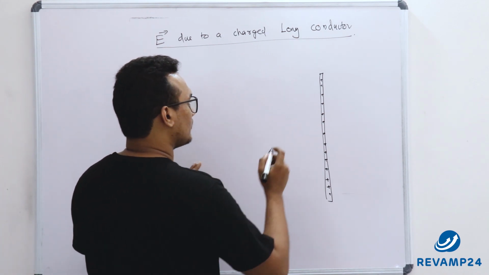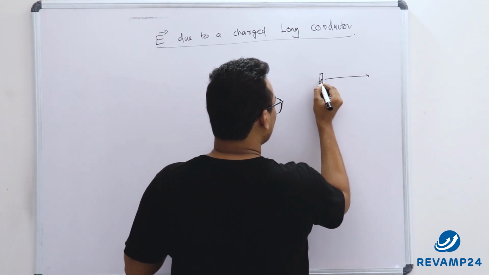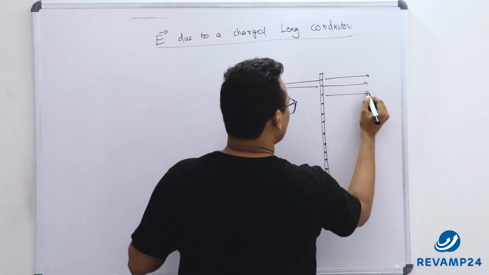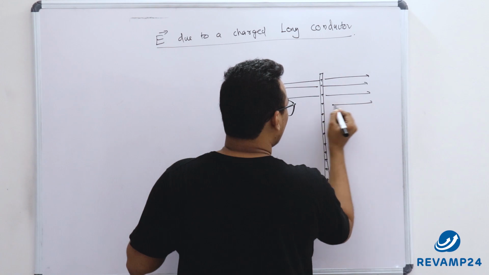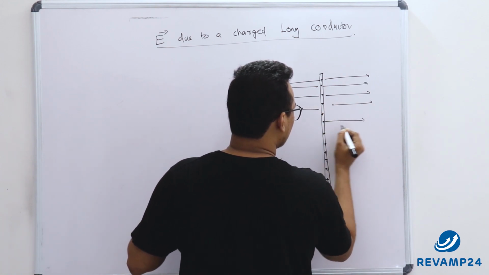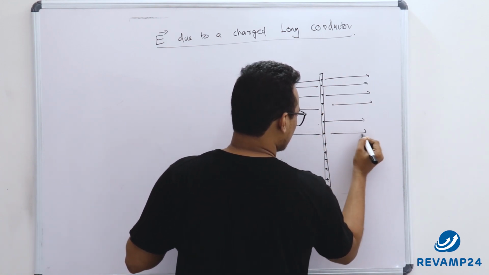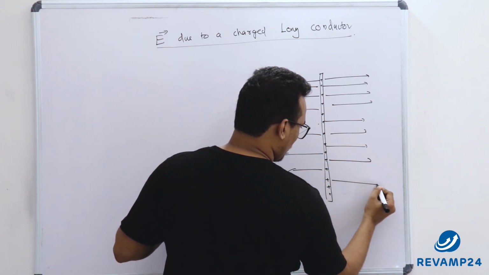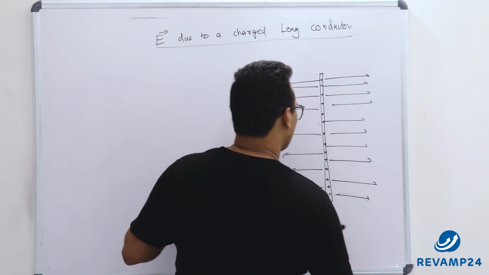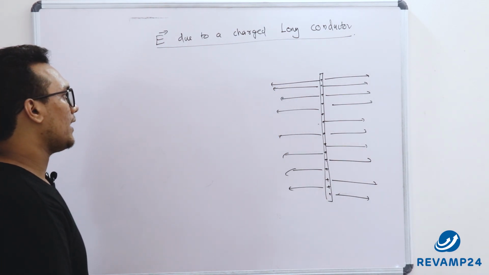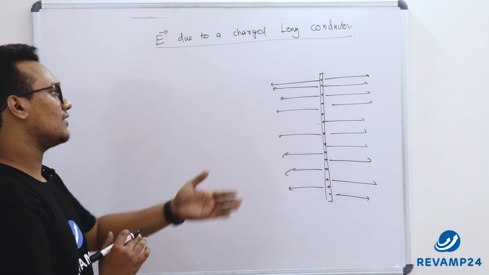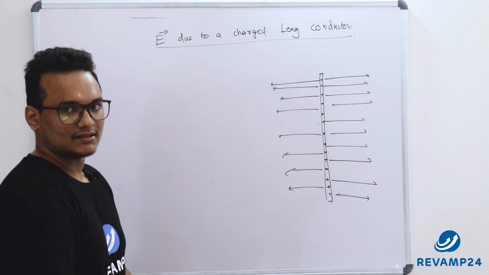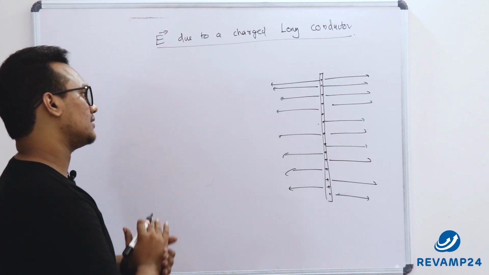And we have also proven that the electric field will be radially outward, in such a way that the lines won't cross each other, like bristles in a brush, toothbrush, or bottle brush. This is the direction of the electric field. So how do we get the value of the electric field? We can consider a Gaussian surface here. Simply, we can apply Gauss's theorem here.